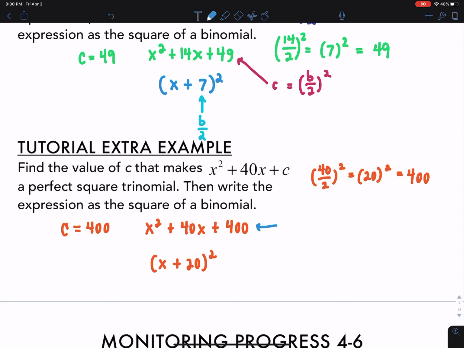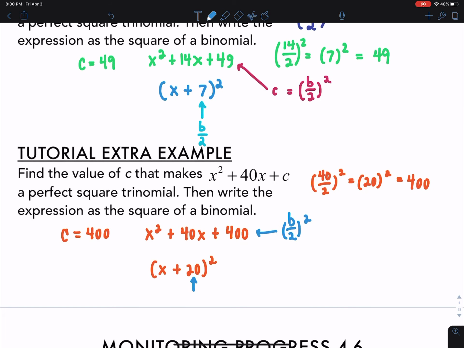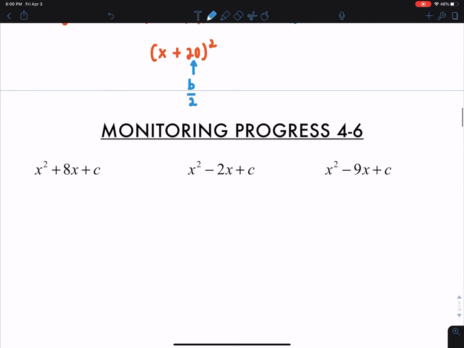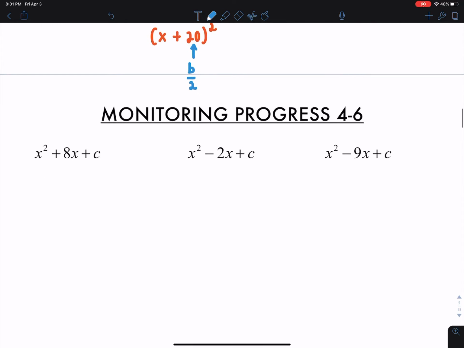And again, this number is b divided by 2 squared. It's always going to be positive because when you square anything, it makes it positive. And then in our perfect square, in our binomial squared, that's just b divided by 2. So again, I'll leave you the monitoring progress questions to fill out then for completing the square.